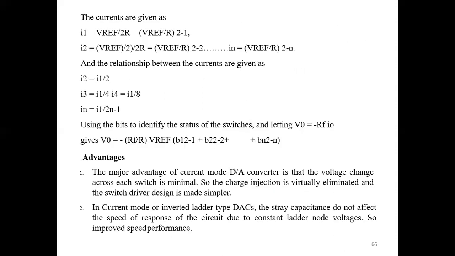The currents are given as I1 is equal to V reference divided by 2R, that is V reference divided by R into 2 to the power minus 1. And I2 is equal to V reference divided by R into 2 to the power minus 2.